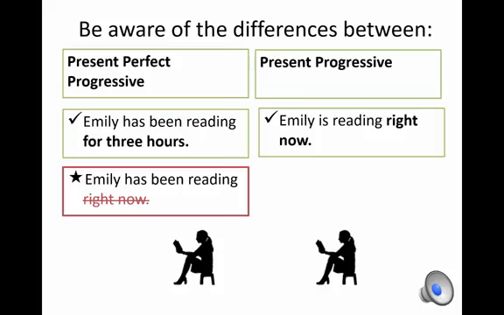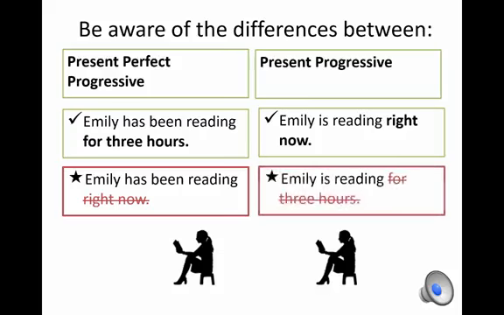And we can't use the present progressive to show duration. So it's impossible to say Emily is reading for 3 hours. So with the present perfect progressive, we can show that something started in the past and is still going on now. We're showing the length of time or the duration of time of an activity. But with the present progressive, we can only express what is happening right now.